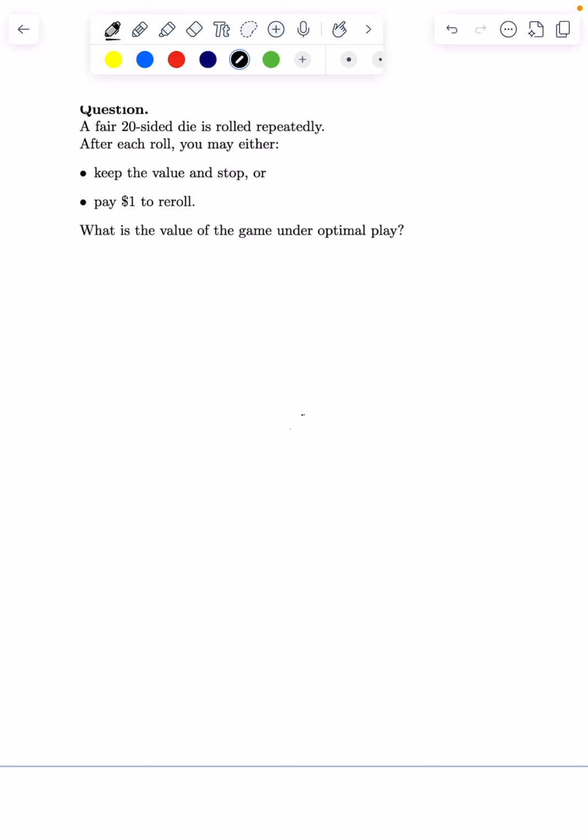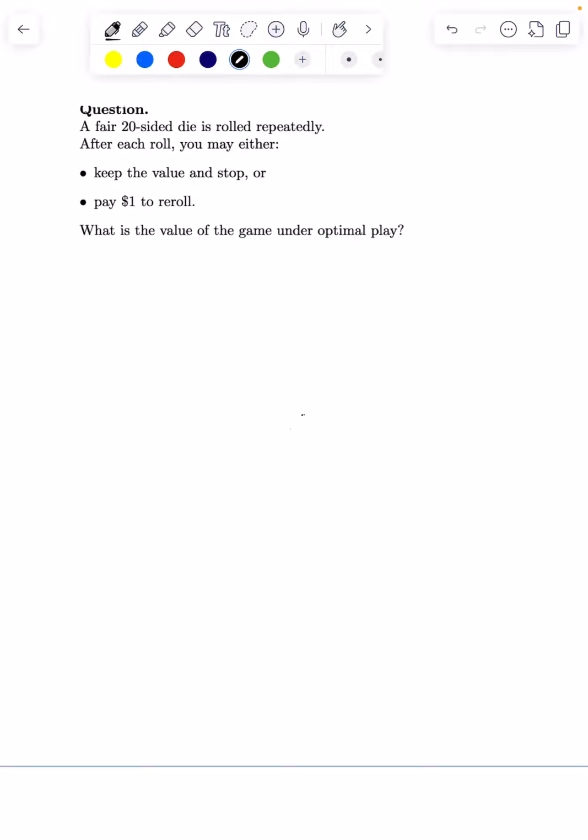So let's solve the next problem in the series. Here you've been told that you have a 20-sided die that is rolled repeatedly, and after each roll you may either keep the value and stop or pay $1 to reroll, right? Now you're asked the value of the game under optimal play. So it's basically asking you the expected value of the game, right?